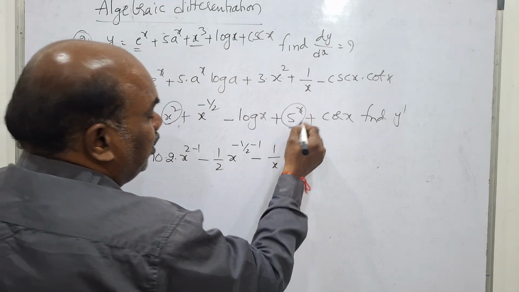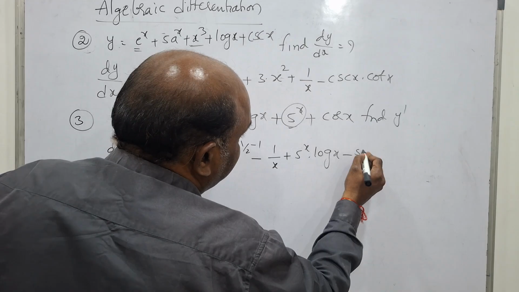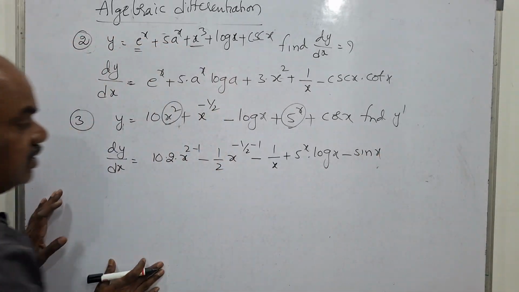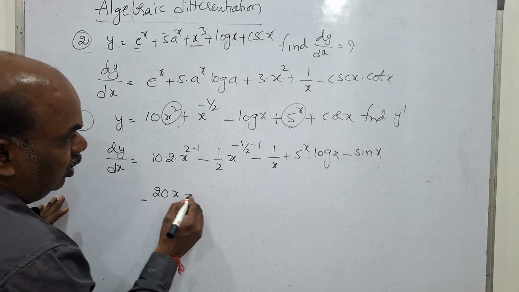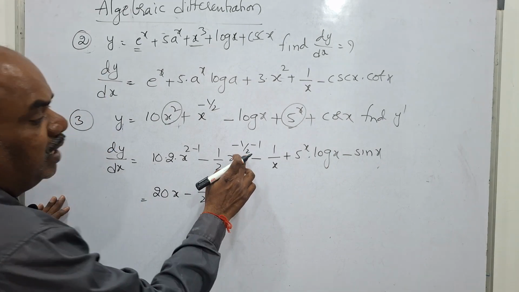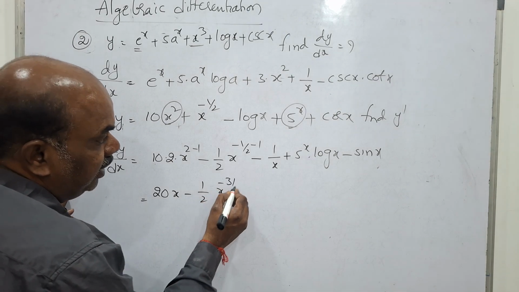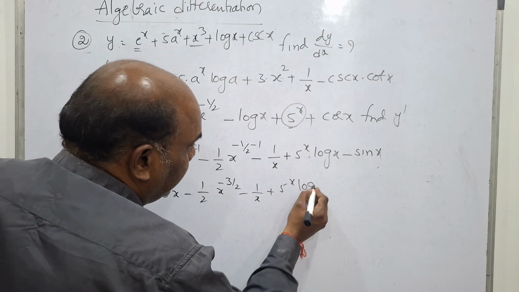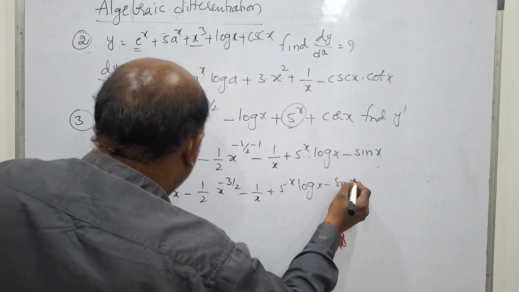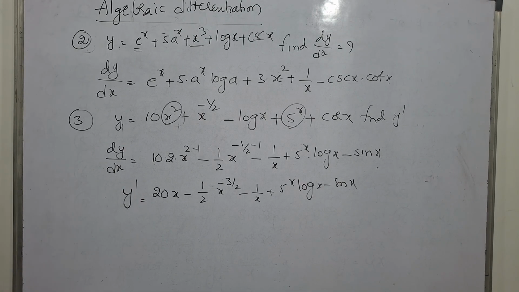It is in the form of a power x, a power x into log a. cos x gives minus sin x. That's all, this is the answer. If you simplify, 10 twos are 20x, minus 1 by 2, minus 1 by 2 minus 1 is minus 3 by 2, x power minus 3 by 2, minus 1 by x plus 5 power x into log 5 minus sin x. This is what y dash is, the differentiation of the given function.